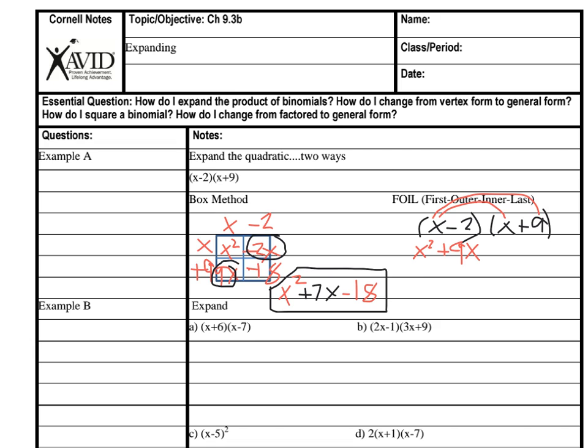So now I need to multiply negative 2 by everything in the other group. So negative 2 times x would be negative 2x. And negative 2 times 9 would be minus 18. And then you combine like terms. And we get x squared, 9x and negative 2x is 7x. And we still have the minus 18 chilling there. So either way, I get x squared plus 7x minus 18.